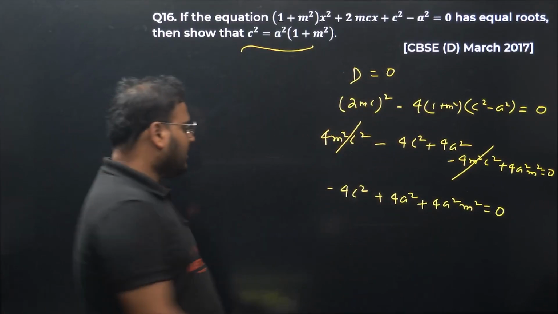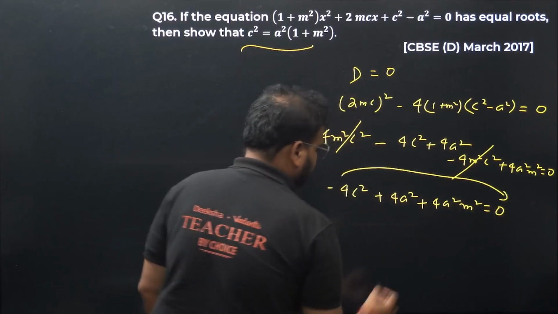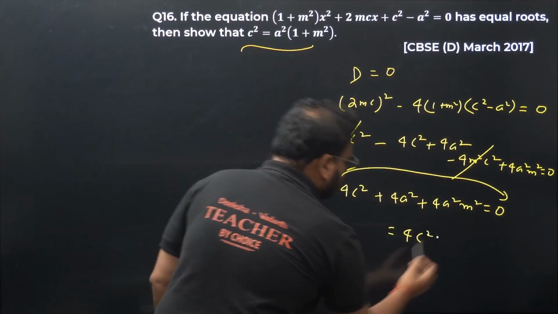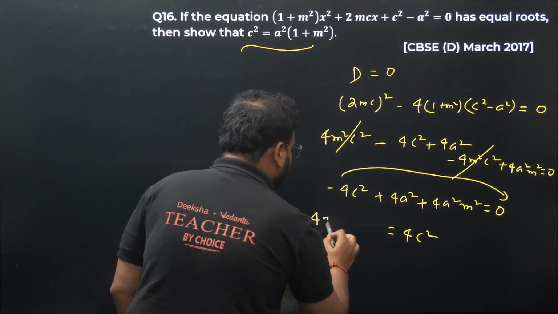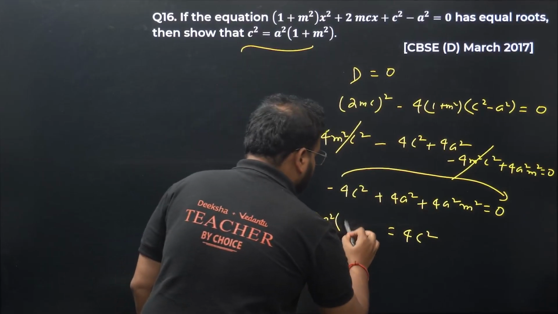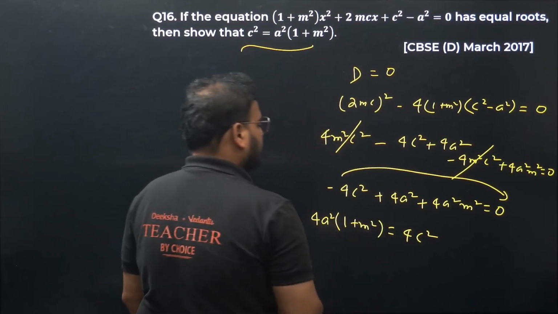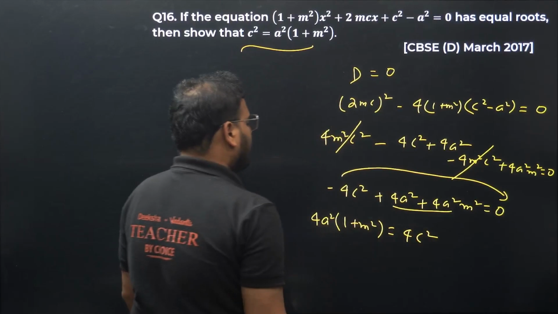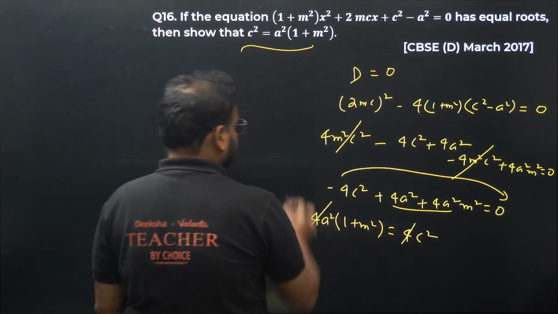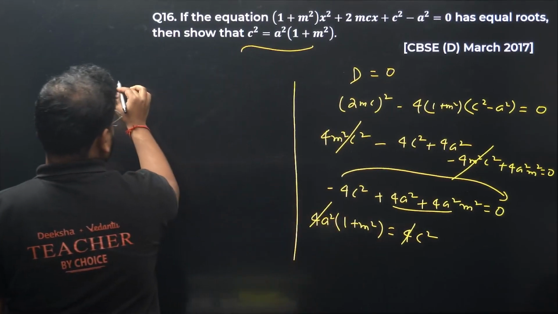Correct? Let's do one thing. Bring this term on this side. It becomes 4c square, and over here what is left? I can take 4a square common. I get 1 plus m square. I'm taking from here 4a square common. 4 and 4 is cancelled. Please check.